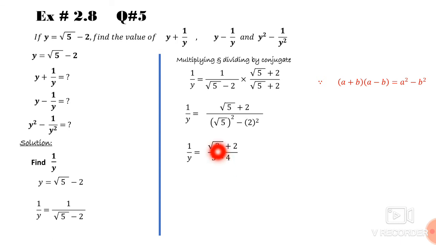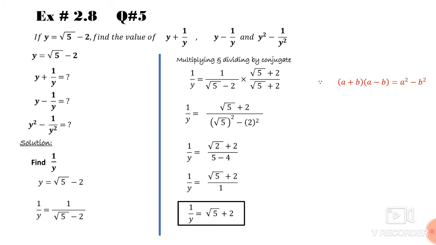square root 5 plus 2 in the numerator as it is, and in the denominator we have 5 minus 4. This is 5, okay, do not confuse. 5 minus 4 in the denominator we have. 5 minus 4 is 1, which we do not write in the denominator, so 1 upon y is just square root 5 plus 2. Now we have the value of y and the value of 1 upon y. We can easily find the value of y plus 1 upon y and y minus 1 upon y.